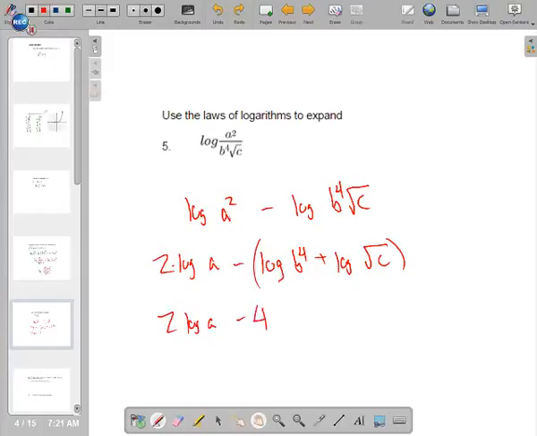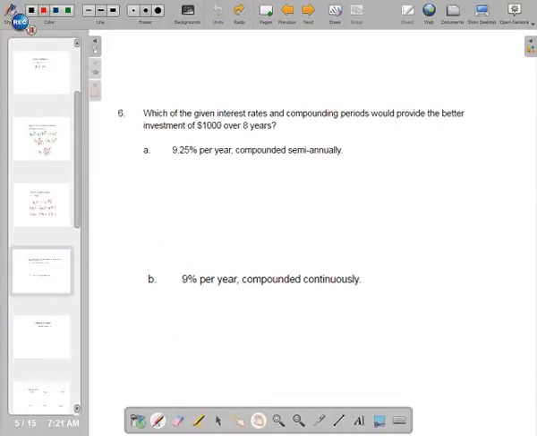So it'll be minus, and I'll bring the exponent out, 4 log b, and then minus, that's to the 1/2, so 1/2 log c. So now that I have all my exponents out and I've got this thing expanded, I am completely done. Let's see, what else?